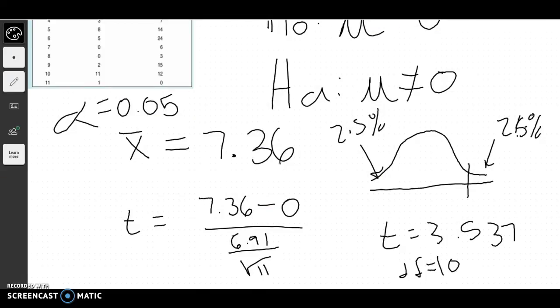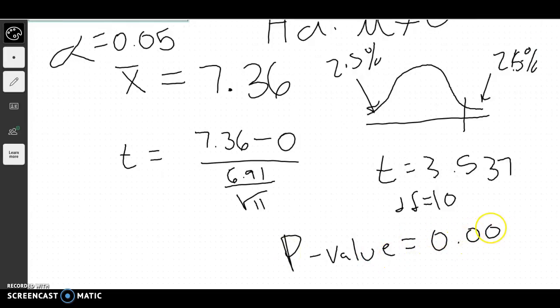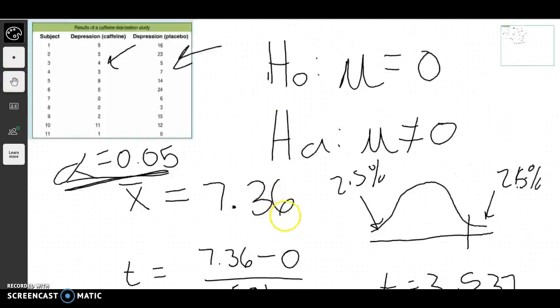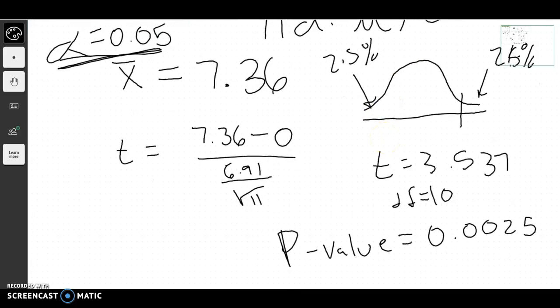Our p-value is very, very small for this. So our p-value for this thing that we just found would be 0.0025, which is definitely smaller than the alpha value that we were given. So this thing, we would reject the null hypothesis that if you have had caffeine and you stop taking caffeine, you aren't more depressed. You definitely will be more depressed, and you'll score higher on the scale because of our p-value.